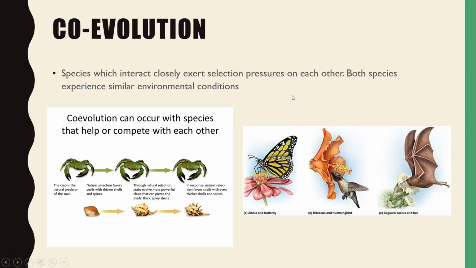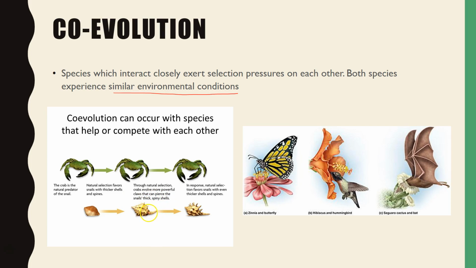Another type of evolution is called coevolution. This is where we talk about related species or species that interact with each other to experience similar environmental conditions and pressure each other. So for example, the crab will eat the snail, and the crab will, as a result, eat snails which have softer shells. So the snails which have softer shells will die, whereas the snails which have harder shells will survive more often because they'll be selected for.